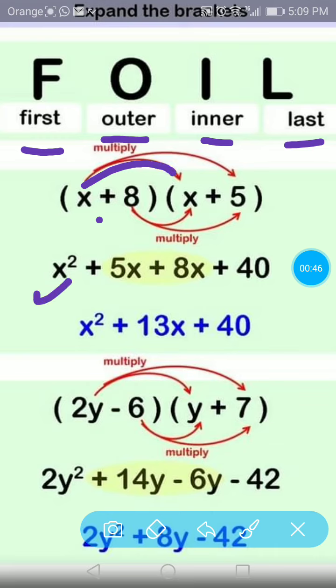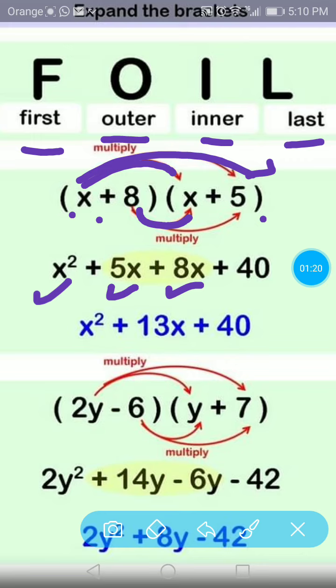Then outer. The outer numbers here are x in the first bracket and 5 in the last bracket. The two outer numbers, the first number and the last number, which is x times 5, which is 5x. Third, inner, the two numbers which are inside, in between, which are 8 and x. Of course, 8 times x is 8x.